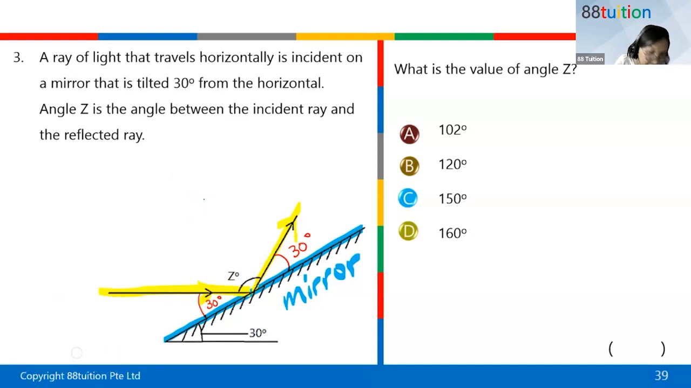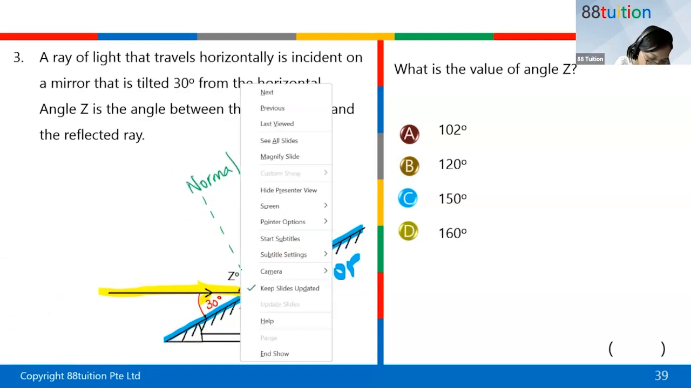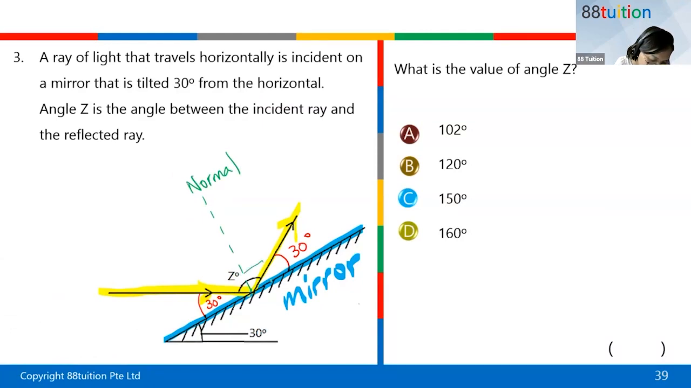So maybe I use green. Okay, so this is the normal. It will make a right angle here. So the mirror is horizontal, the normal is vertical, it is a right angle here. Let me double check. Okay, no one in the waiting room. All right, so because of that, the angle of incidence equals the angle of reflection.